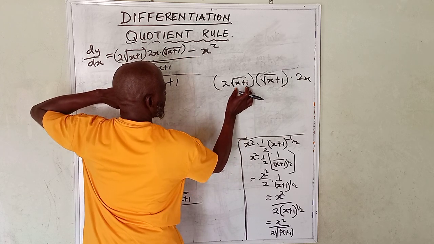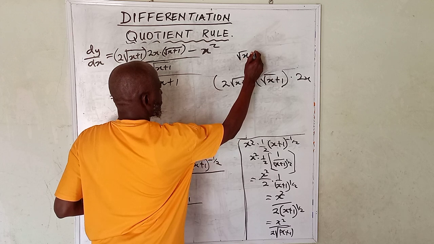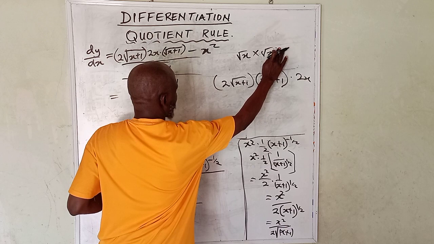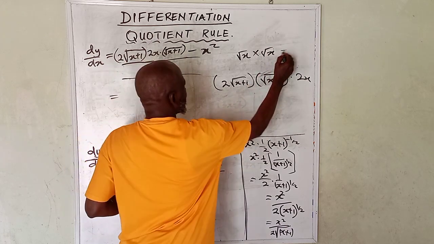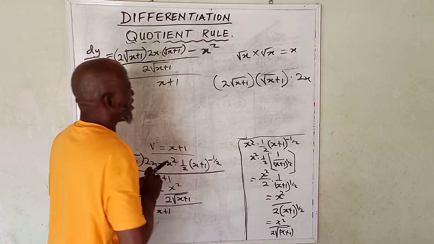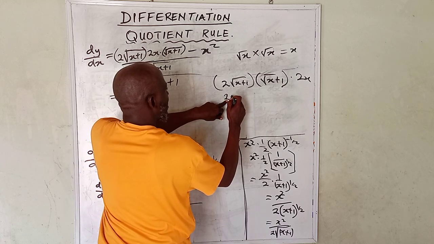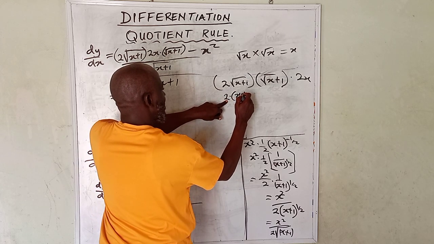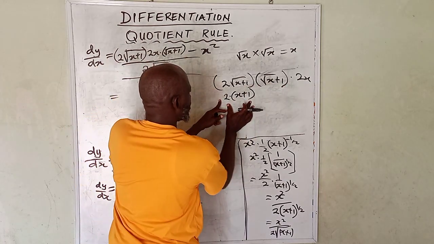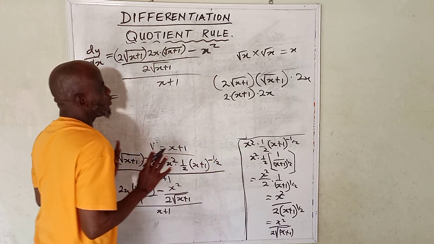The law of indices says that when a square root multiplies the same thing, when you have root x multiplying root x, they have the same function, so it's the same thing as x. Do you agree with me? This is for beginners. So when this multiplies this, we'll be left with this multiplied by x plus 1. So the whole of this has reduced to this, then multiplied by 2x. If you agree with me, we continue.